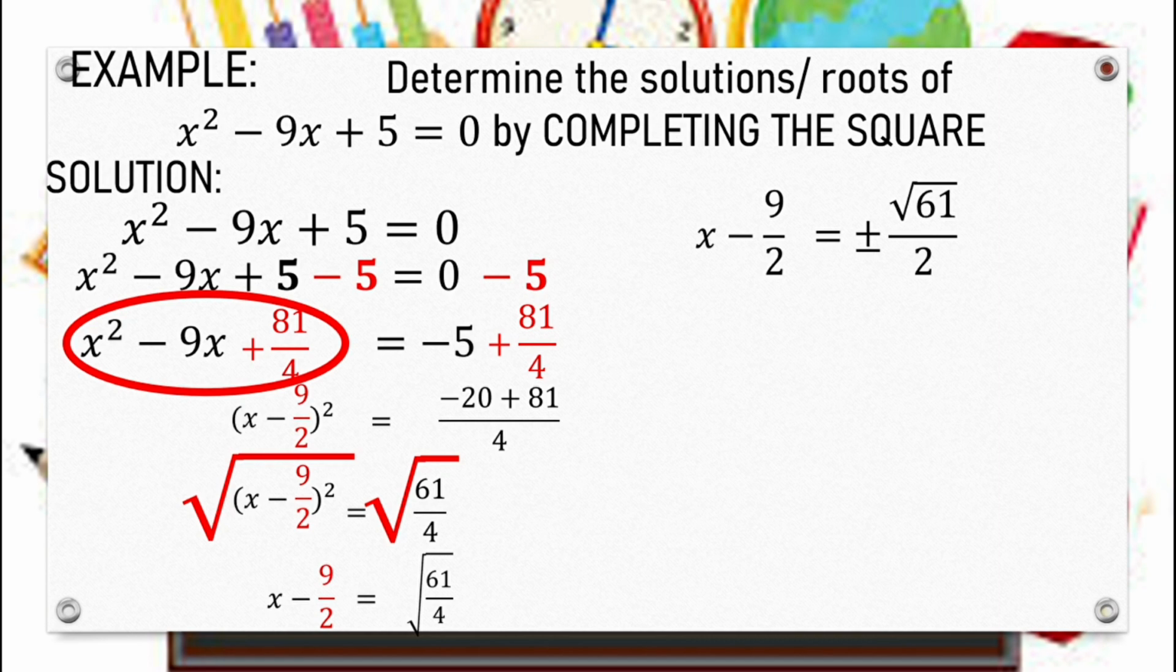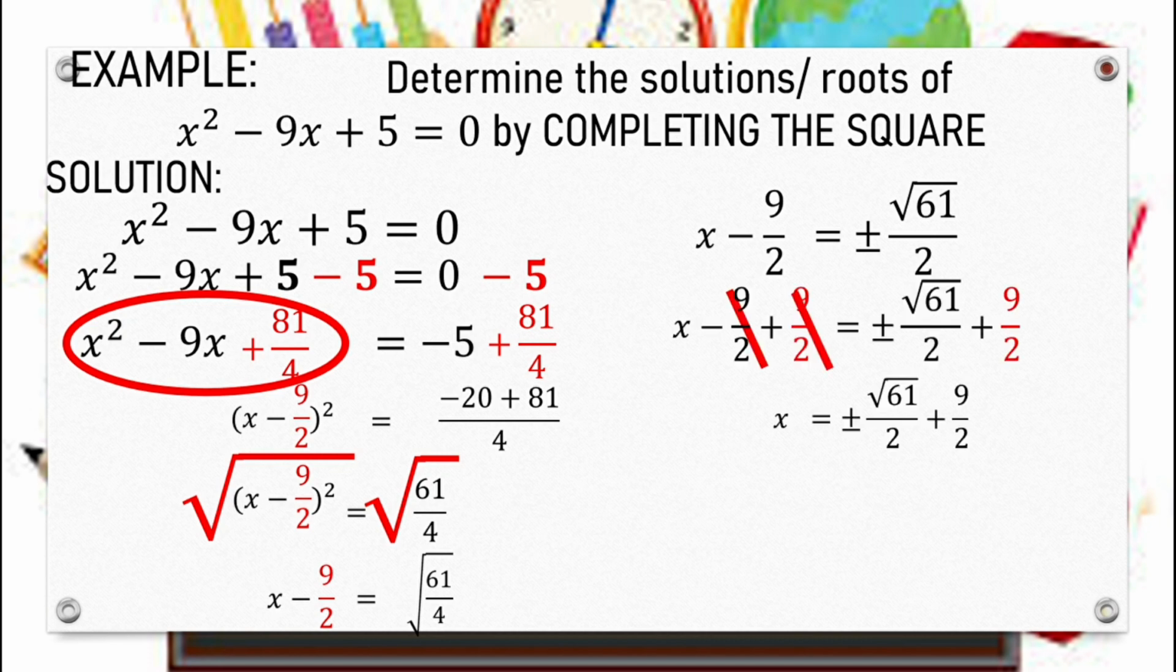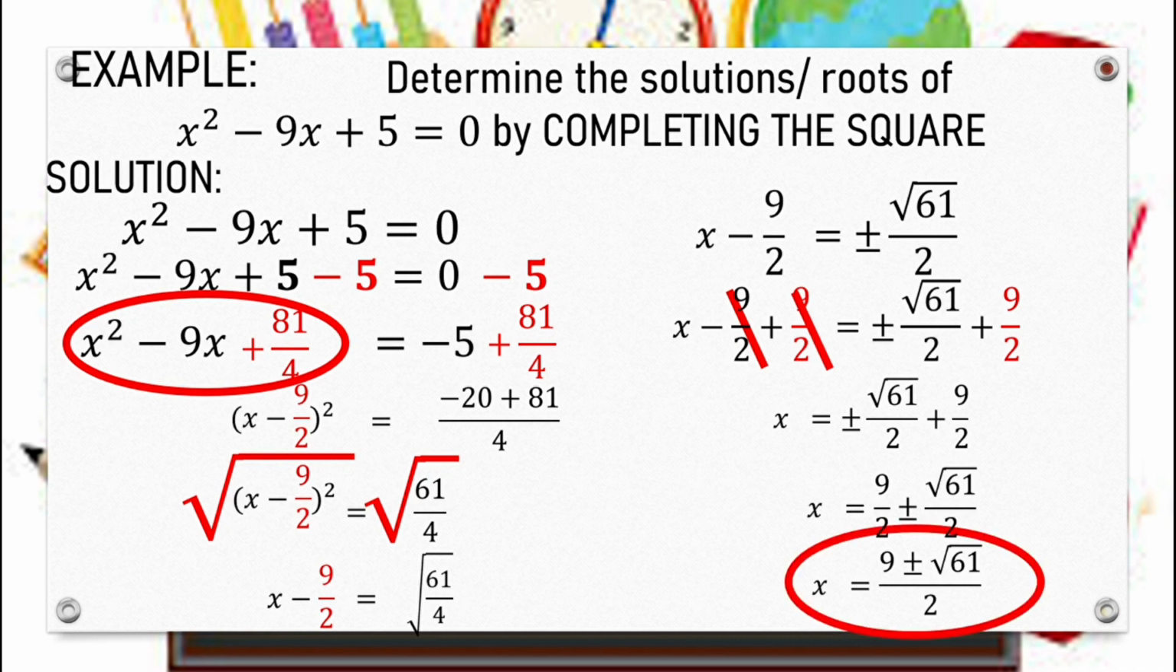Then, we will get rid of negative 9 halves on the left side of our equation using the addition property of equality. This leads us to x is equal to positive or negative square root of 61 over 2 plus 9 halves. And can be written as x is equal to 9 halves plus and minus square root of 61 over 2, or x is equal to 9 plus and minus square root of 61 all over 2. This means the solutions or roots of x squared minus 9x plus 5 equals 0 would be 9 plus and minus square root of 61 all over 2.